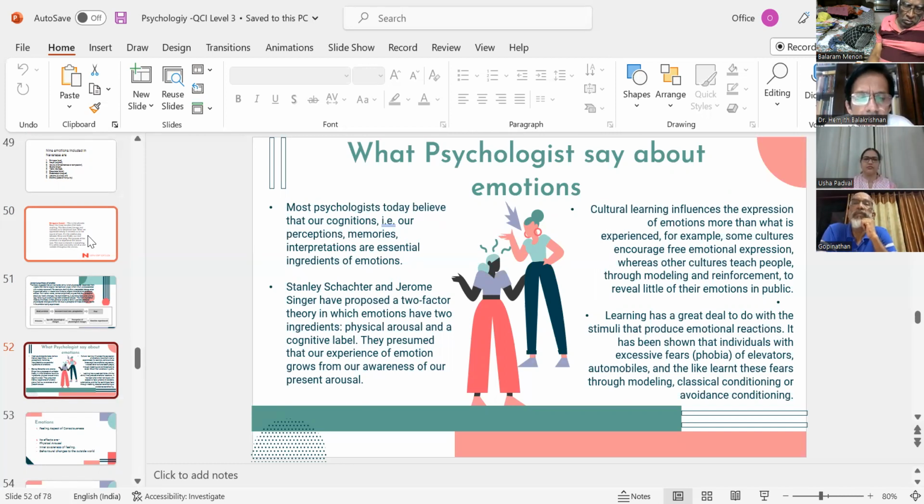Stanley Schachter and Jerome Singer have proposed a two-factor theory in which emotions have two ingredients, physical arousal and a cognitive label. They presume that our experience of emotion grows from our awareness of our present arousal. Cultural learning influences the expression. Based on the culture, people learn to express certain things. You find people are very tough, able to have that kind of endurance and grit. Cultural learning influences the expression of emotions more than what is experienced.